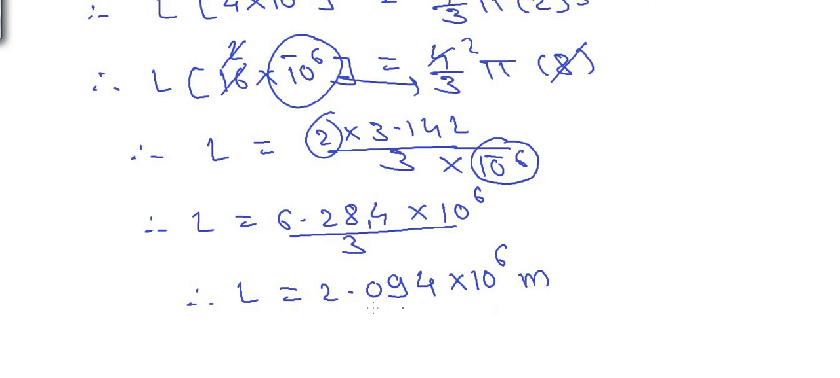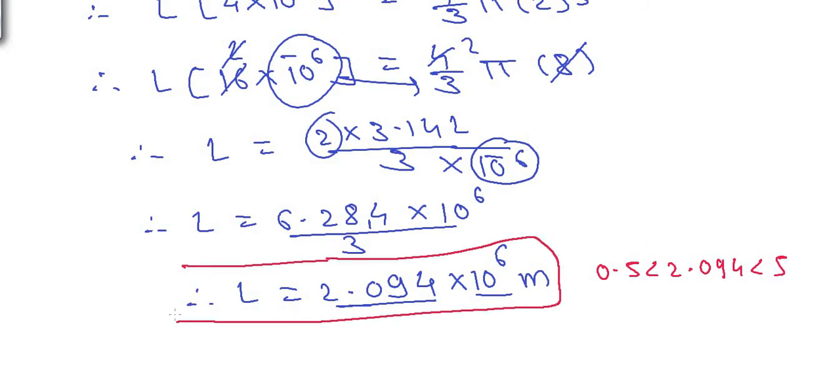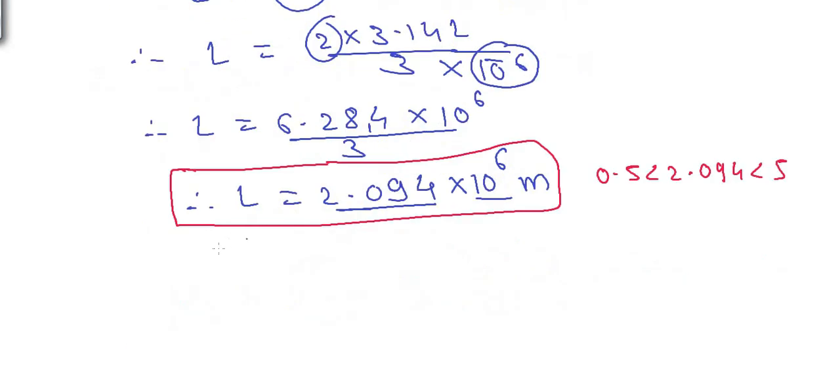So is this in the form of order of magnitude? Yes, it's a number and a power of 10, and this number is between 0.5 and 5. 0.5 is less than 2.094, which is less than 5, and therefore we can say that this is the correct answer for the length required to wind the ball of rope, and the length is 2.094 into 10 raised to 6 meter. In terms of order of magnitude only, we can write the length as approximately equal to 10 raised to 6 meter.